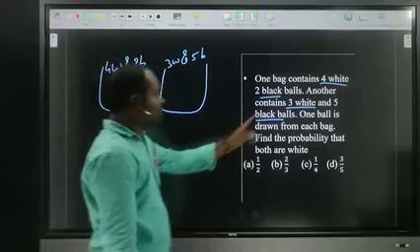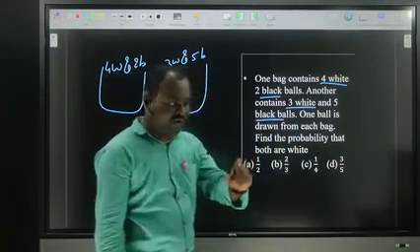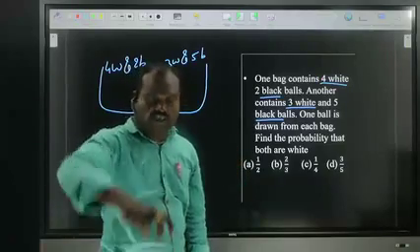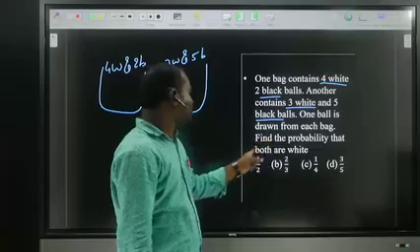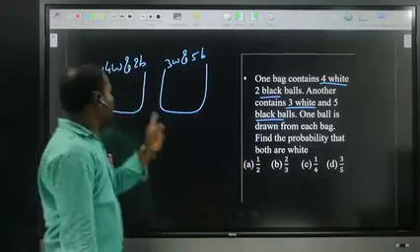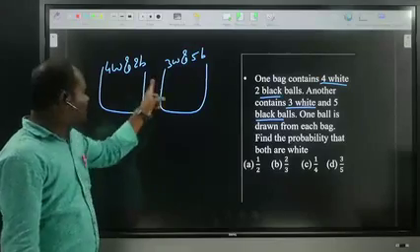Now one ball is drawn from each bag. From the first bag one ball is taken, and from the second also one ball is drawn. Find the probability that both are white. This one is white and this one is also white.